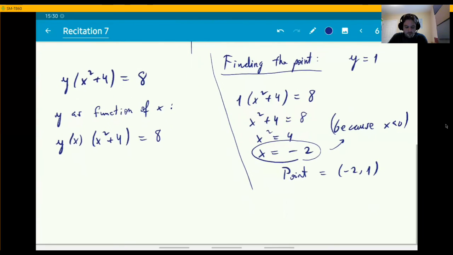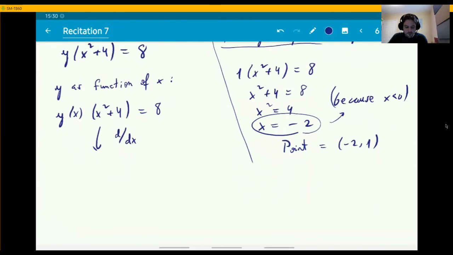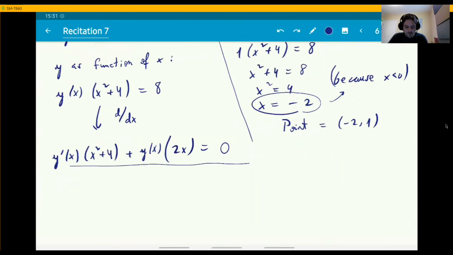So that's exactly what we're going to do here, d/dx. Well, this is an easy one to find by product rule. You get y prime times x squared plus 4, plus y times the derivative of x squared plus 4, which is 2x. And the derivative of 8 is 0. Be careful with this. Students tend to forget that if you have just a number on the right side, its derivative becomes 0. This is an equation that is valid for all points, x's and y's, on the curve.